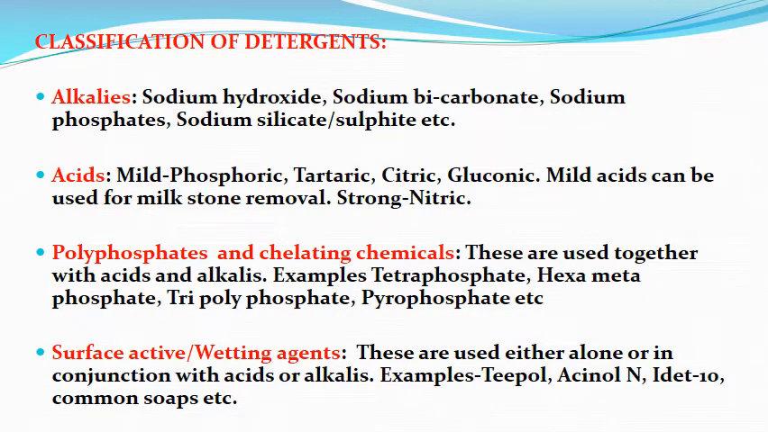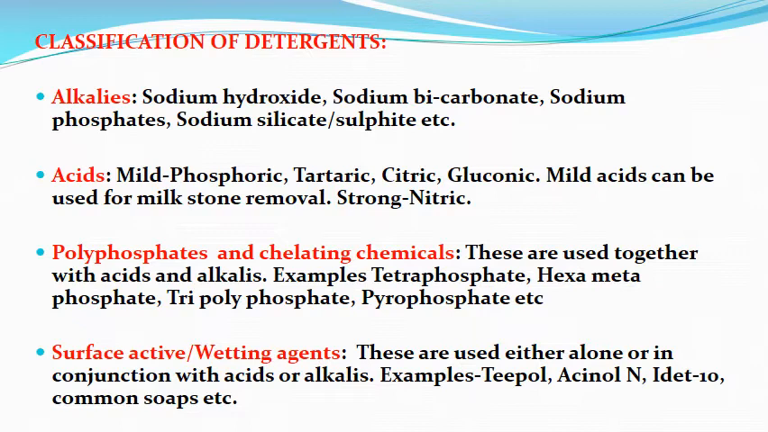Now classification of detergents. They are broadly classified into four categories. First one is alkalis like sodium hydroxide, sodium bicarbonate, sodium phosphates or sodium silicate or sulfates. Second category is acids like mild phosphoric acid or tartaric or citric or gluconic acid. Mild acids can be used for milkstone removal, but sometimes if we need strong acid, that is nitric acid is used. Then the third category is phosphates and chelating materials.